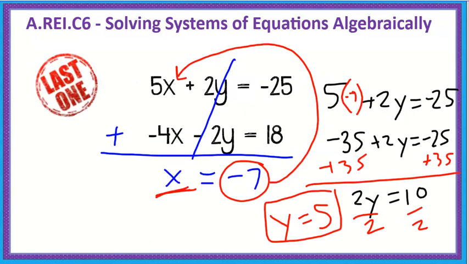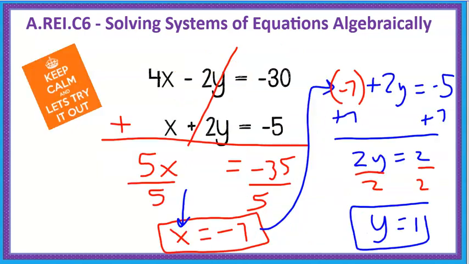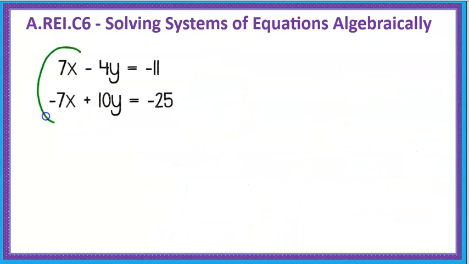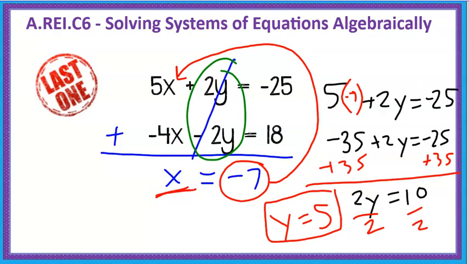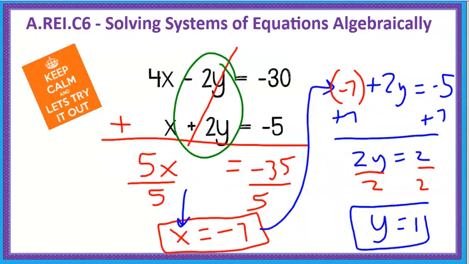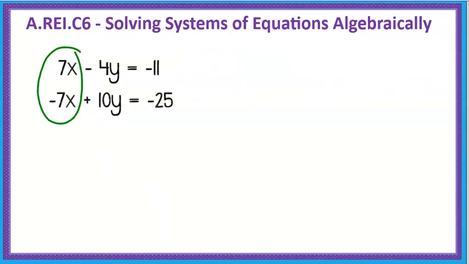Now, if I look back on my last problem, or the problem before that, my additive inverses all had matching coefficients, right? 7 and 7, 2 and 2. This one also had 2 and 2. But notice something else. One of them has to be positive, and one of them has to be negative.